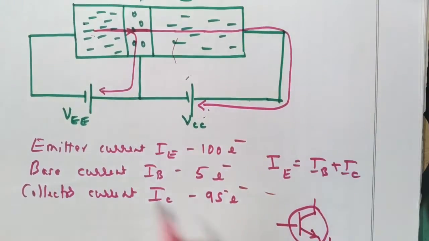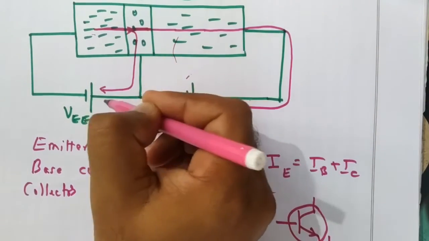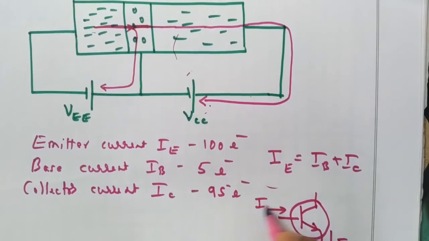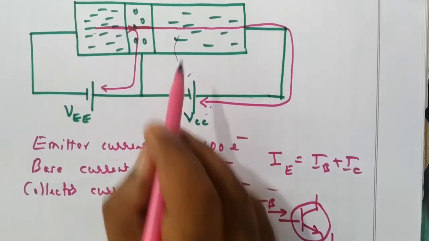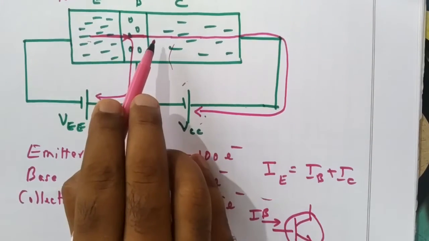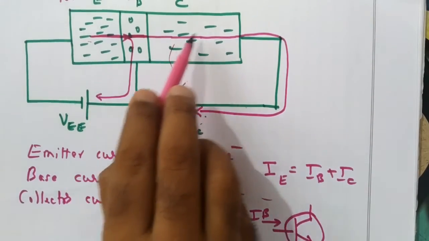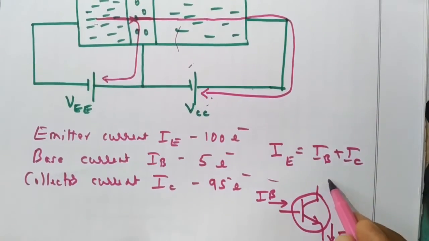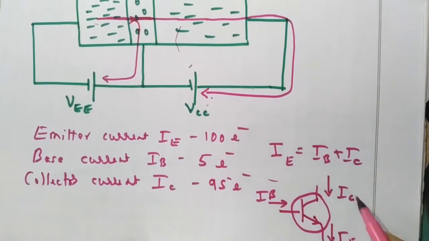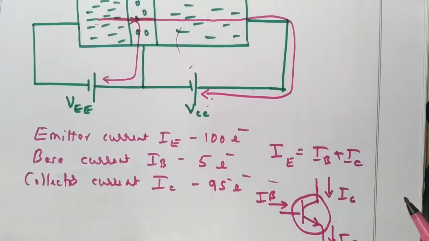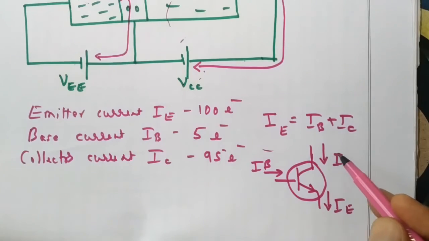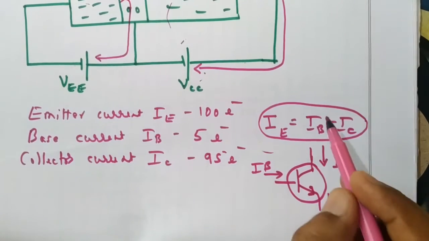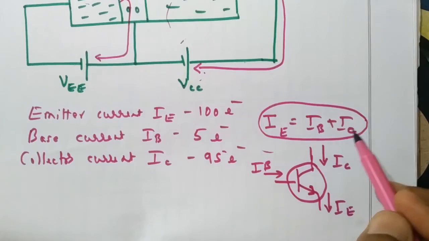What is the base current? Electrons are coming out of the base, so current is into the base. So this is the direction of IB. Collector current will be, the electrons are going out of the collector, so current is into the collector. So these are the three directions of flow of current. See, the current flows from the collector to the emitter. That is why the arrow is outwards. These are the currents due to the majority charge carriers.